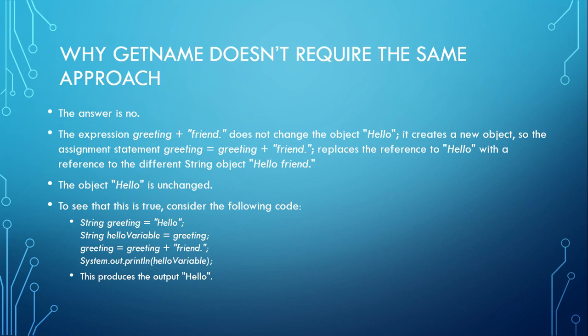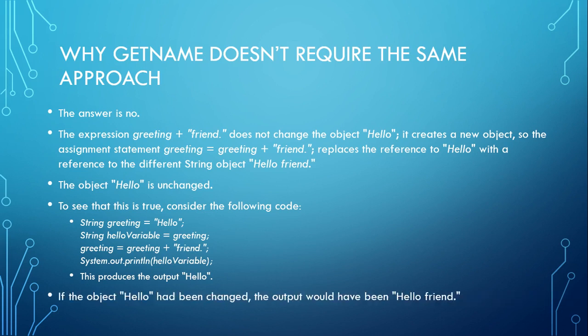If you want to verify this, you can consider the following code. String greeting = "Hello"; String helloVariable = greeting. Now helloVariable has the value Hello. Then greeting = greeting + " friend"; System.out.println(helloVariable). This produces the output Hello. If this had been a violation with mutator methods, we would see that value change. However, you'll notice that the value does not change, and that's because String does not have mutator methods. If there had been that violation of privacy, the output would have been Hello friend.